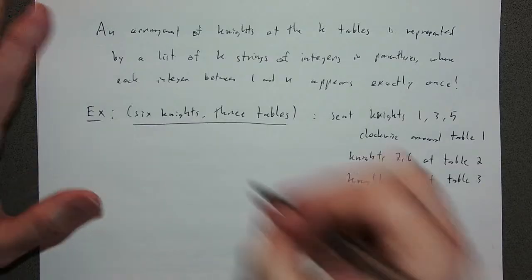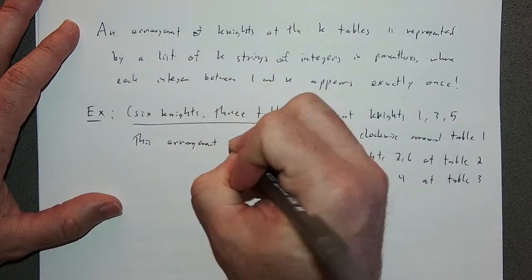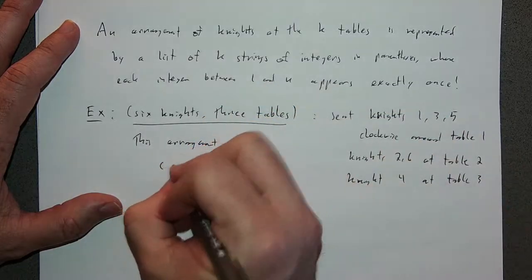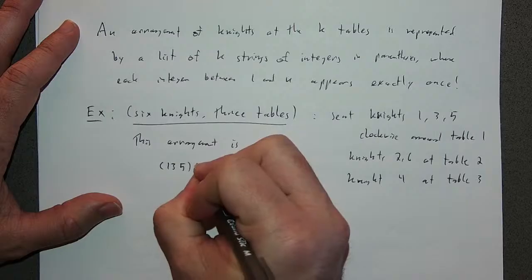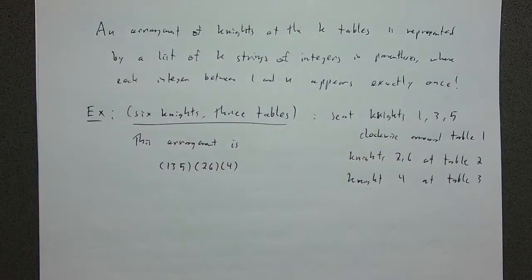Then this arrangement is denoted by this. But of course, we already see this just is cycle notation for permutations. So this is a cycle notation that we use to describe a permutation on 6 objects.